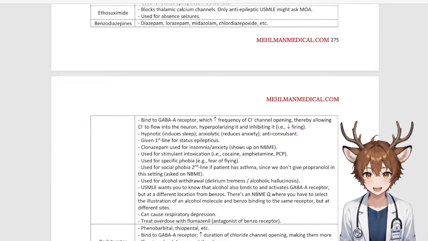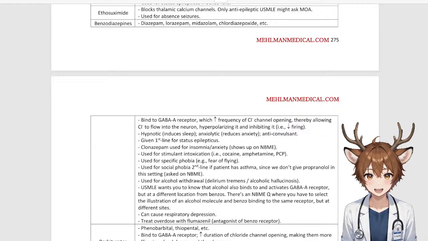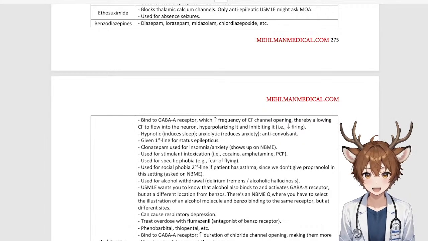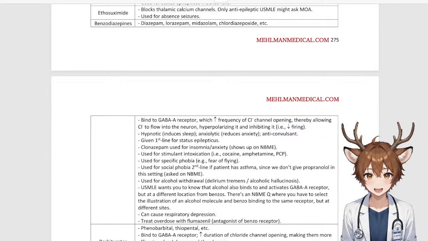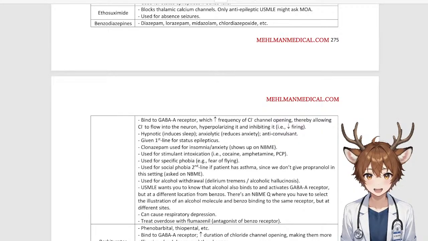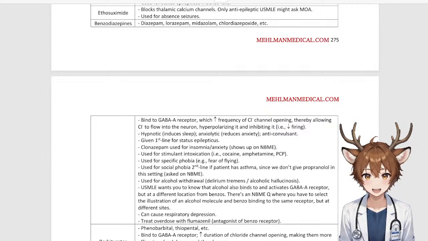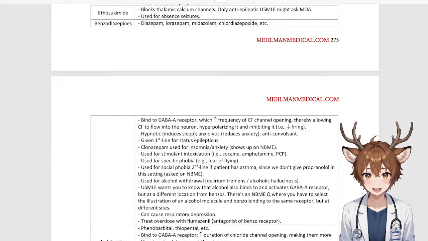Used for alcohol withdrawal, delirium tremens, alcoholic hallucinosis. USMLE wants you to know that alcohol also binds to and activates GABA-A receptor, but at a different location from benzos. There is an NBME question where you have to select the illustration of an alcohol molecule and benzo binding to the same receptor, but at different sites. It can cause respiratory depression. You treat overdose with flumazenil, antagonist of the benzo receptor.